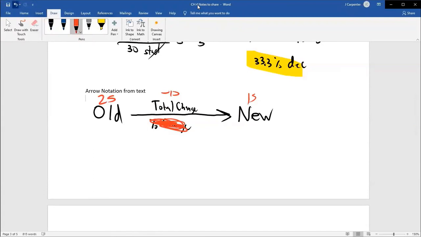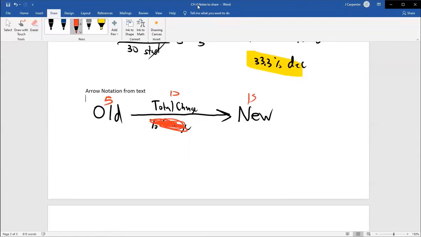Or I could tell you that the total change was up 10. If we're at 15 now, that means we went up 10 to get there. That doesn't make the old 25. You don't add 10, you would subtract it, and that makes the old have to be 5, because 5 plus 10 is 15. So you subtract to get the old. 15 minus 10 is 5.